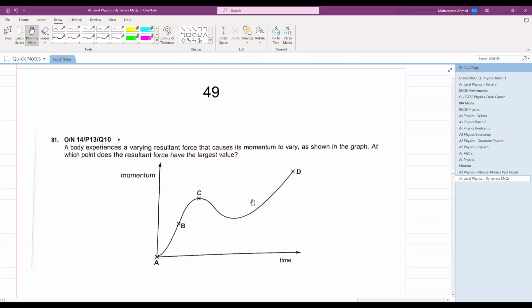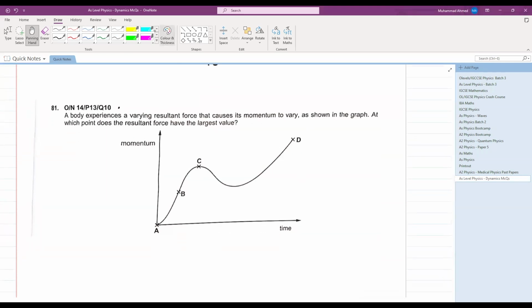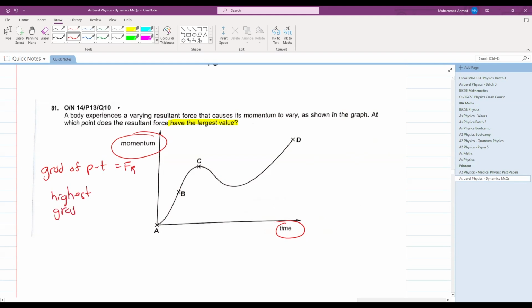A body experiences varying resultant forces that cause its momentum to vary, as shown in the graph. At which point does the resultant force have the largest value? Can you realize this is a momentum versus time graph? The gradient of momentum-time is resultant force. So the point where you have the highest gradient point is your highest resultant force. Which is your highest gradient point? B. B is your answer.